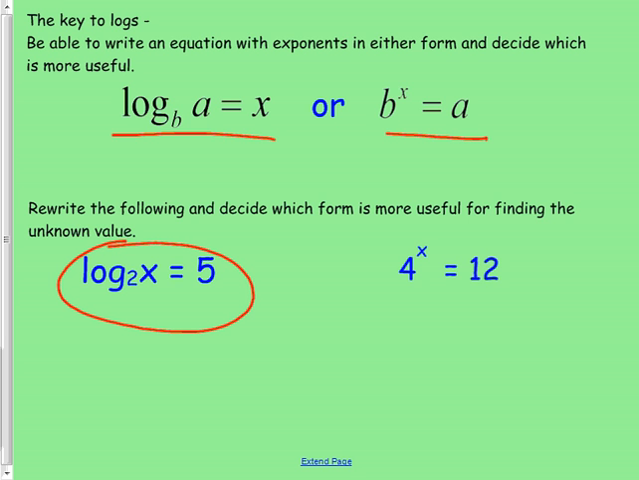Can you rewrite it as an exponent? It's not this. This is a different problem. Can you rewrite this as an exponent problem? Something to the something equals something.